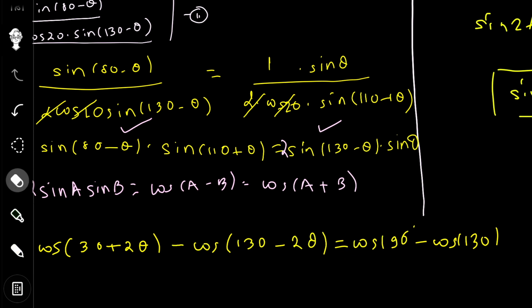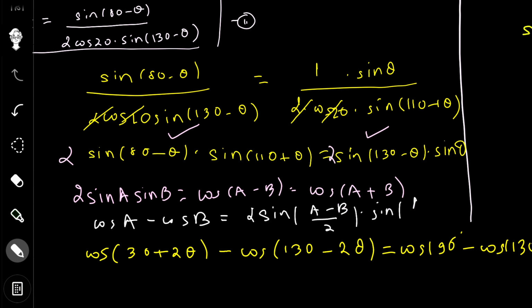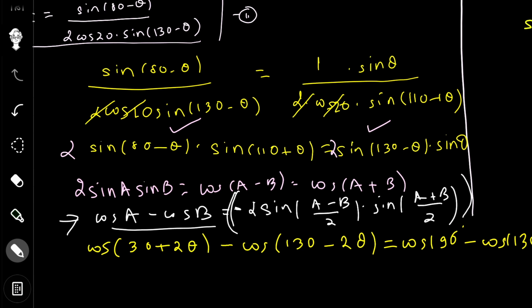Now we have one more trigonometric identity, that is cos of A minus cos of B equals to 2 times sine of A minus B divided by 2 multiplied with sine of A plus B divided by 2, and all of this term negative. Okay, cos of A minus cos of B is equal to negative 2 times sine of A minus B upon 2 into sine of A plus B upon 2. So the same pattern is present in the left hand side also, in the right hand side also.